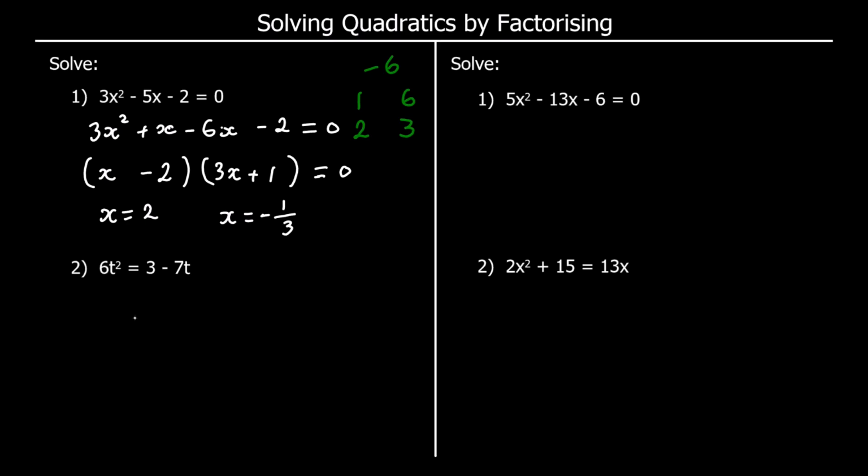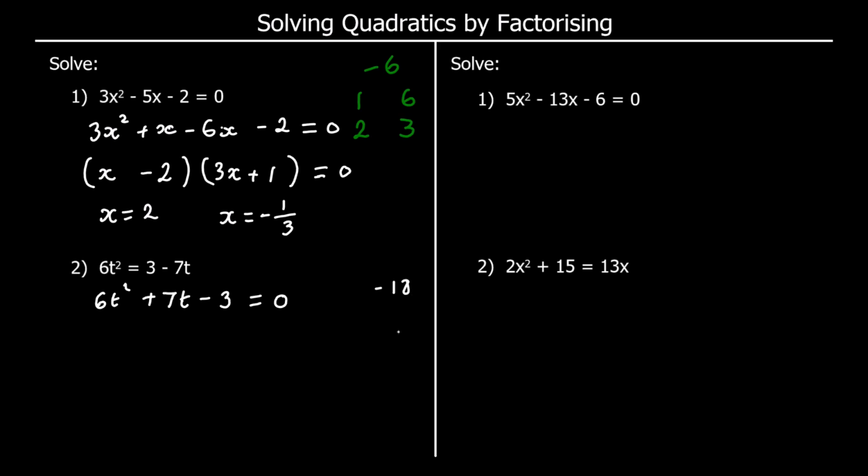The second question, it isn't equal to 0. So before I can factorize it, I need to make it equal to 0. So I'm going to plus 7t and take away 3 from both sides to make it equal to 0. So 6t squared plus 7t minus 3 equals 0.